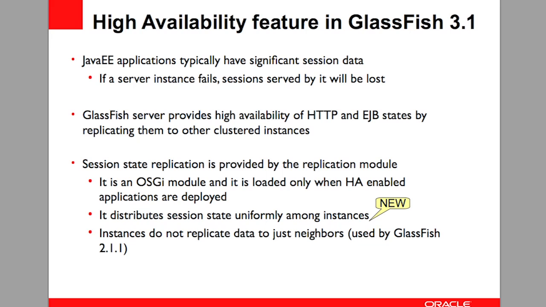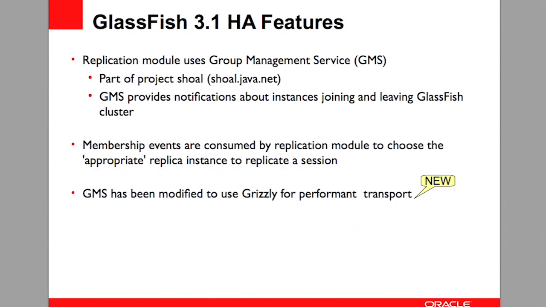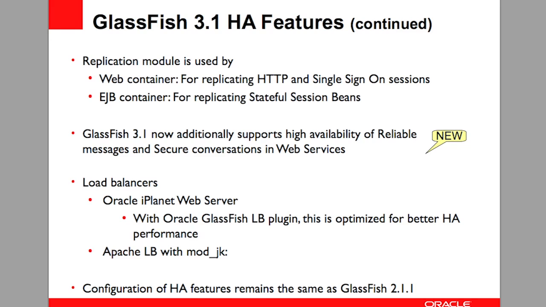This is a significant change from GlassFish 2.1, where an instance will replicate the user sessions only to its neighboring instance. The replication module uses the group management service, which is also an OSGI module. GMS provides notifications about instances joining and leaving the GlassFish cluster. These membership events are consumed by the replication module to choose the appropriate replica instance to replicate a session. GMS itself has been modified to use Grizzly for performance transport. The replication module is used by the Web Container for replicating HTTP and single sign-on sessions, and also by the EJB Container for replicating stateful session beans.